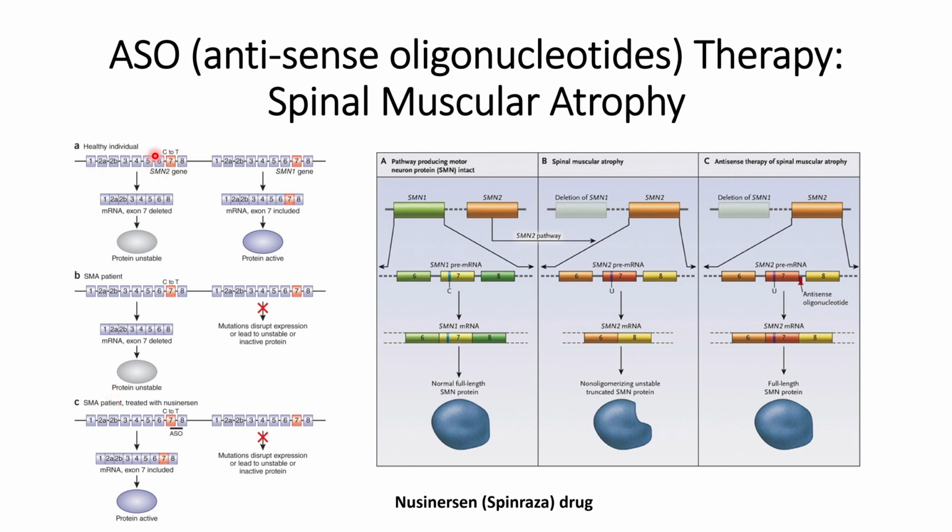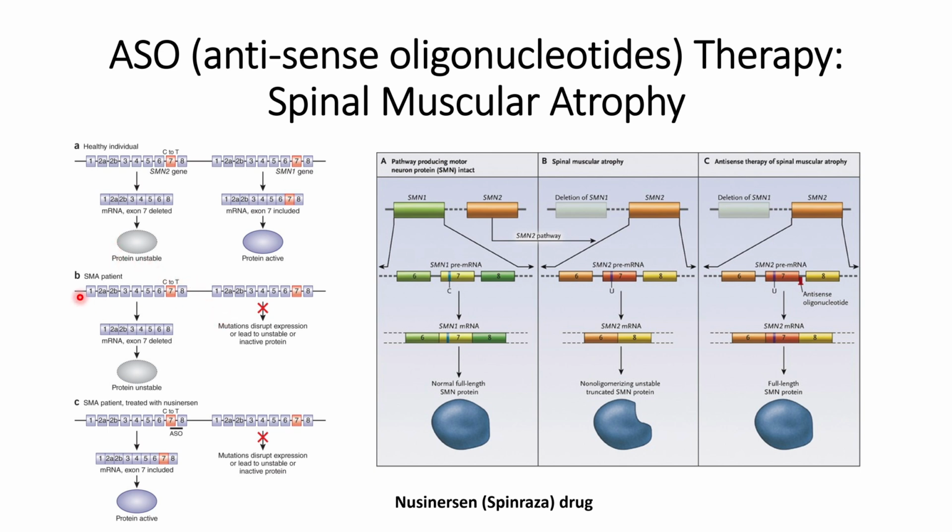We will compare this approach by comparing the situation in a patient and a healthy individual. In the healthy individual, the SMN1 gene is functional. It leads to production of active protein, whereas in the SMN2 gene, there is a change in the sixth position of exon 7 from C to T that leads to deletion of exon 7 in the mRNA, and which leads to unstable protein formation.